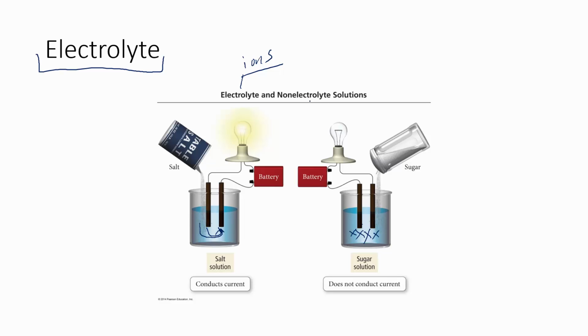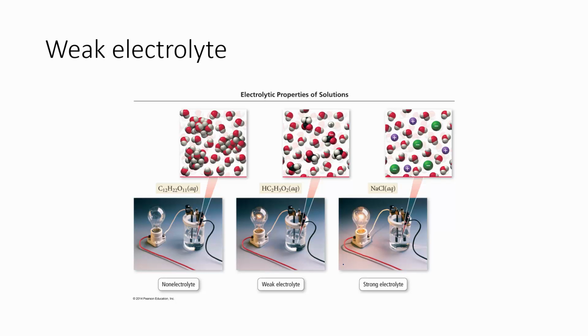If you don't have an electrolyte solution, it means that you may have dissolved your substance, but it is not broken apart into ions, and therefore you will not get electricity to be conducted from the battery around, and the light bulb won't light. So electrolyte and non-electrolyte just really deal with whether it breaks apart into ions or it doesn't.